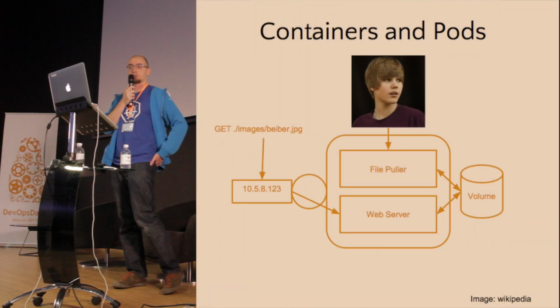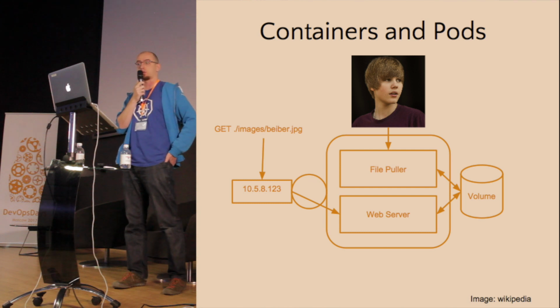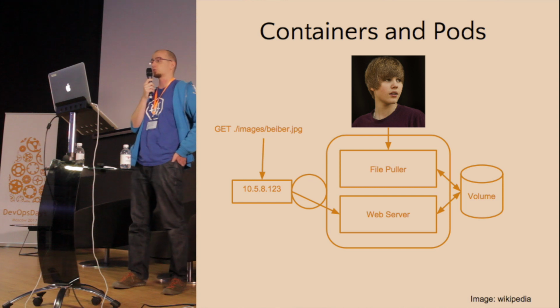In our gossip example, we have a server that provides these Justin Bieber images to the user. One of many possible solutions contains two elements. Some component that pulls the images from the central repository and stores them locally in a shared directory, and a web server that serves the images on demand from the local disk. None of these components make sense without the other.